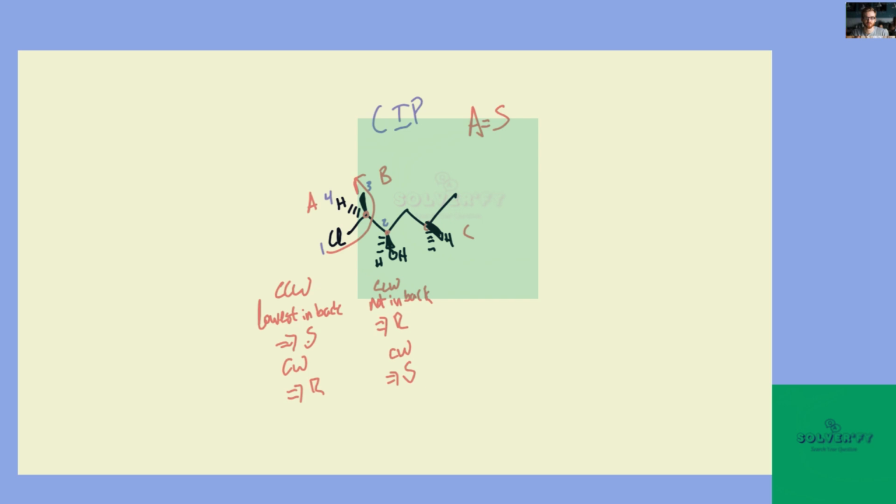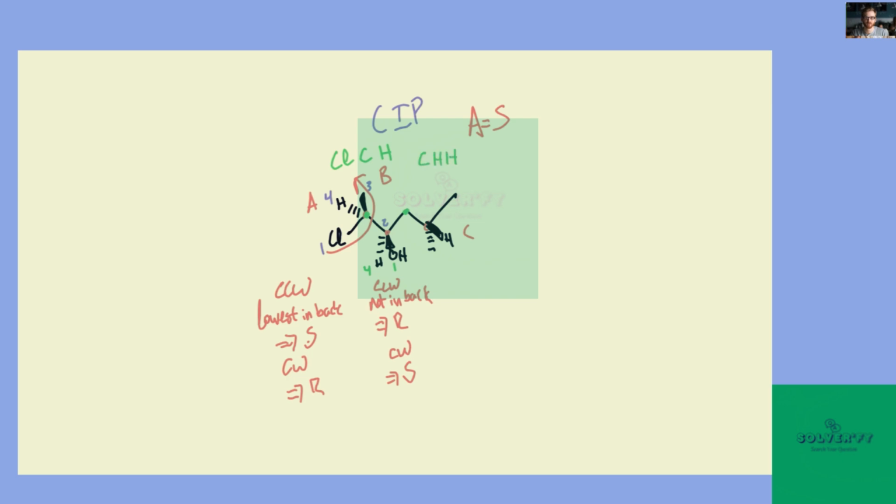Now, B has a clear winner for the highest priority substituent, that's the oxygen. And as per usual, hydrogen is going to be the lowest, but we've got 2 carbons to compare. We've got this carbon and this carbon, right? So they're tied, carbon, carbon. Let's look at what they're attached to. For this one, we have chlorine, carbon, and hydrogen. And for this one, we have carbon, hydrogen, hydrogen.